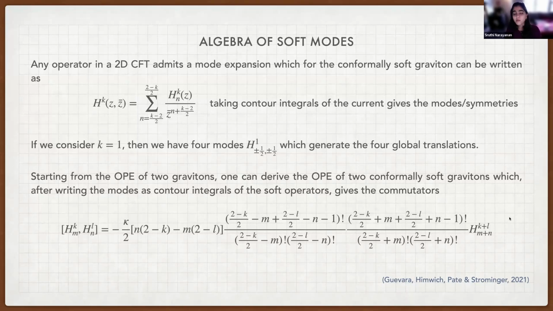In particular, if you consider k equals 1, which we said generated the leading soft graviton theorem, then you have 4 modes, corresponding to n being plus or minus 1/2. These generate the 4 global translations.